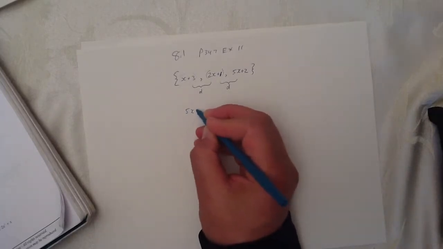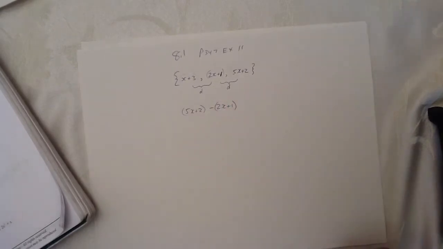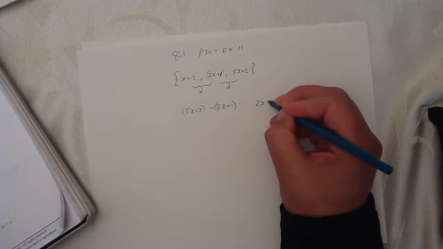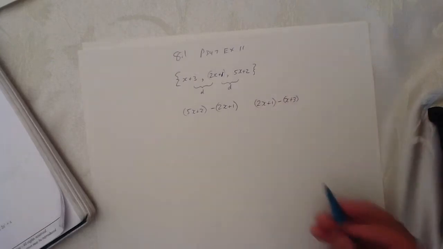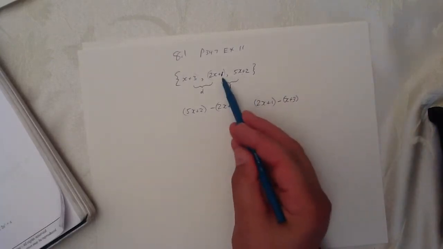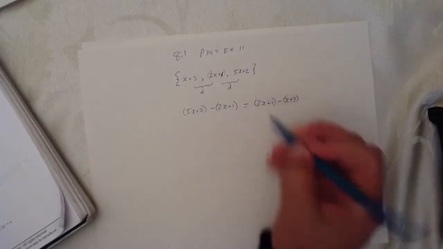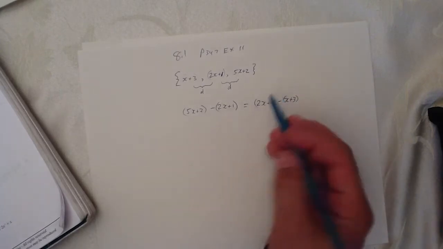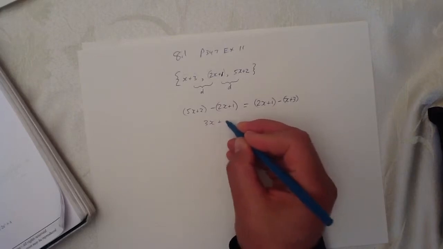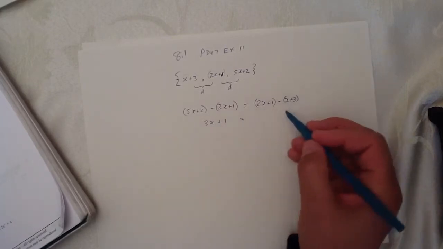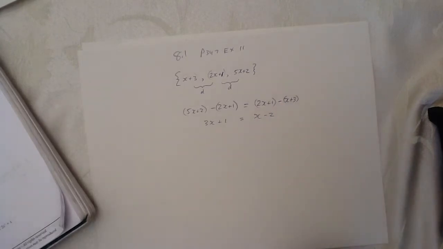So 5x plus 2 minus (2x plus 1), that's going to be d. 2x plus 1 minus (x plus 3) is also going to be d. So this difference is going to be d, that's shown here, and this difference is going to be d, that's shown here. So they should equal each other. If that's the case, I should be able to simplify this, and that becomes 3x plus 1 equals 2x minus x is x plus 1 minus 3, minus 2.